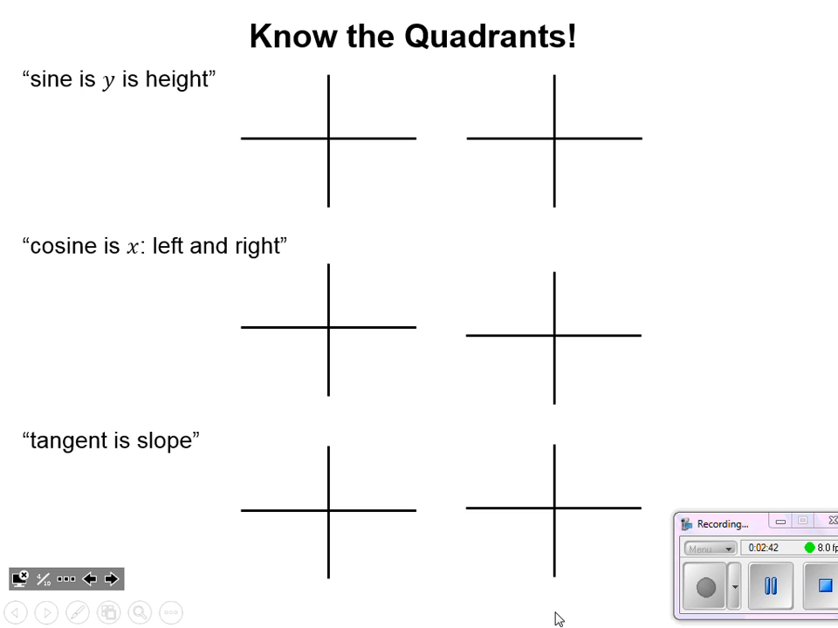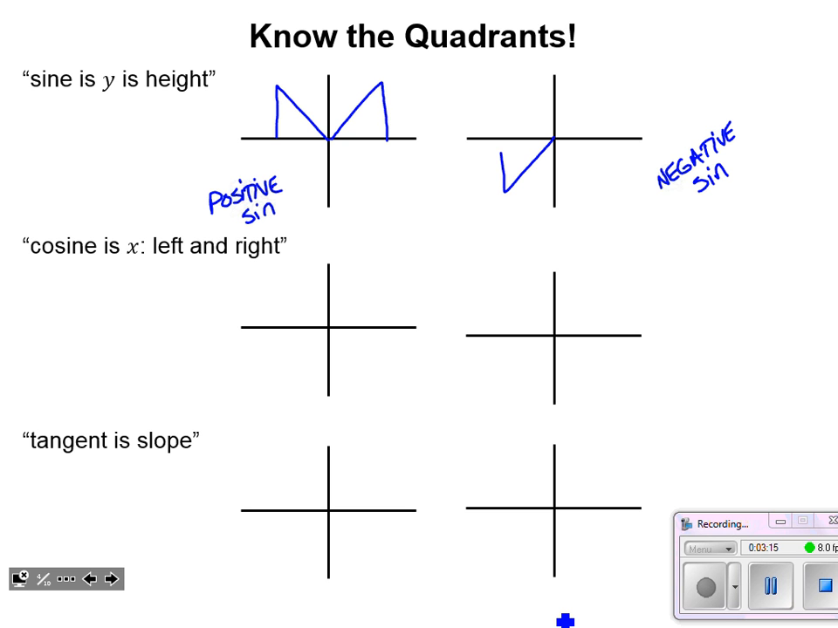So to know our quadrants, first of all, the sine function is the y value, right? We said it was y over r, and on the unit circle, r was 1. So sine is y, and that's the height of the triangle. So if we have a positive sine, then that means our reference triangles will have positive height. They'll be up in quadrants 1 and 2. Likewise, if we have a negative sine, then our triangles will have negative height. They'll go down into quadrants 3 and 4.